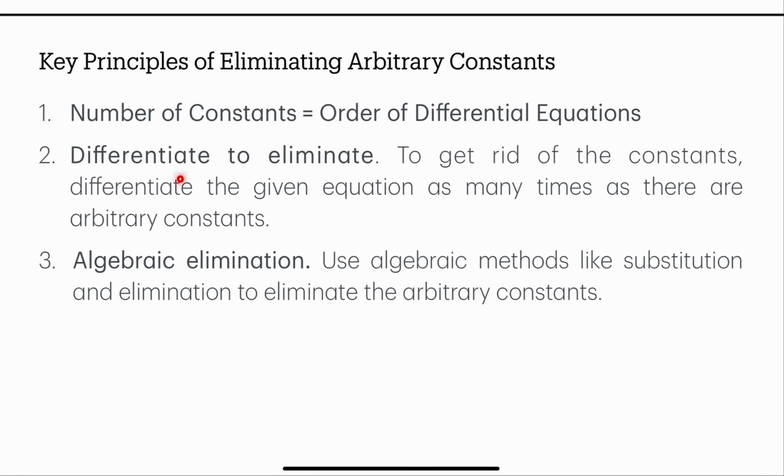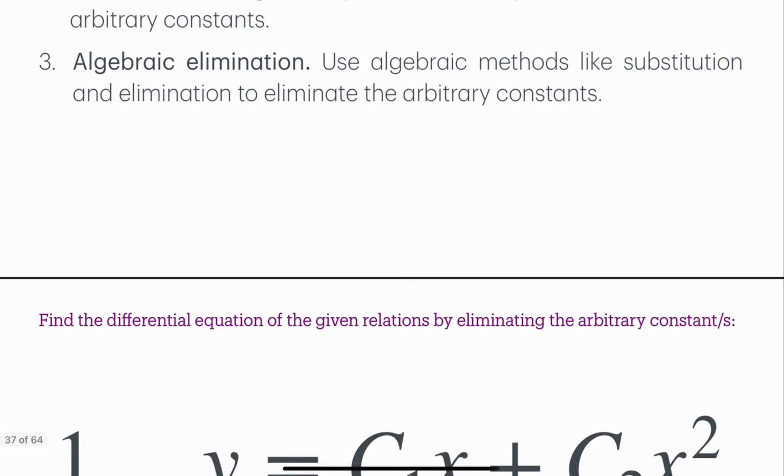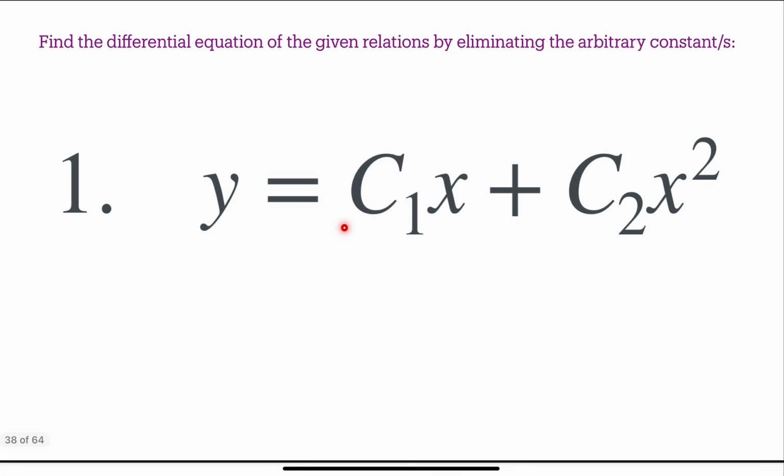And if after differentiation there are still arbitrary constants, we use algebraic methods like substitution and elimination or any other algebraic manipulations to eliminate the arbitrary constants. So we are going to be solving different examples to show us the different ways of eliminating arbitrary constants. So first we have the example: we are given the relation y equals c sub 1 x plus c sub 2 x squared.